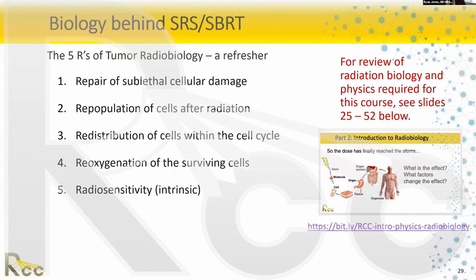Redistribution of cells within the cell cycle: are they in those radiosensitive M or G2 phases up front, or do they redistribute if we fractionate? Reoxygenation of surviving cells: are there hypoxic or more radioresistant pieces of tumors up front that, as you treat over several weeks, become reoxygenated and more sensitized, which would be nice? And then nowadays, you might say a 5th R of the intrinsic radiosensitivity of the tissue.